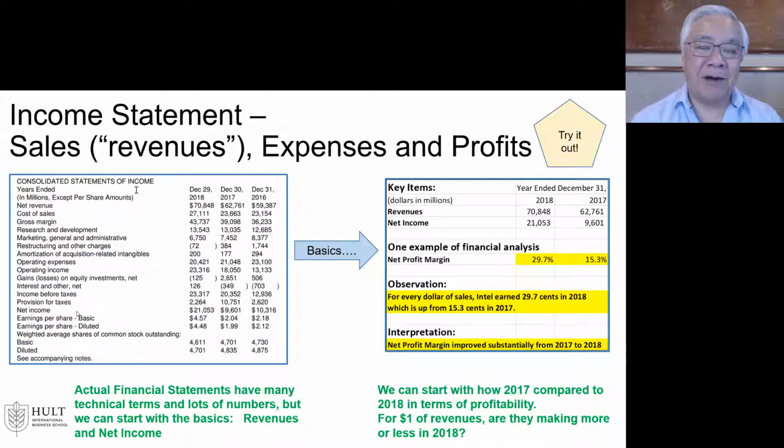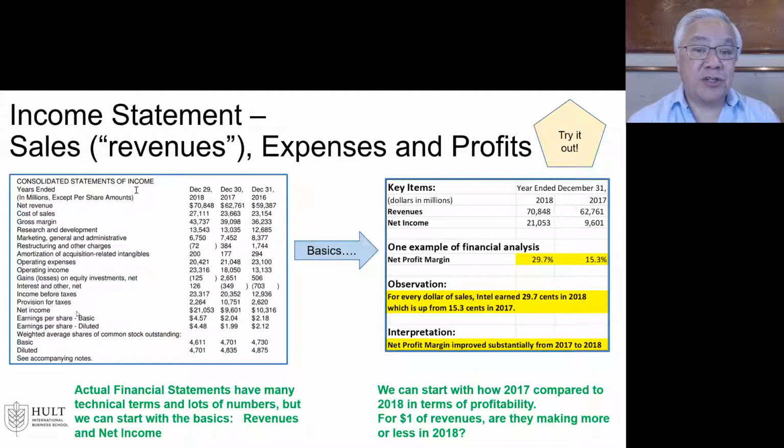There are many that are far more complicated, but let's make it even more simplified by extracting from the actual statements on the left some of the key numbers, just to get, as I mentioned earlier, a rough feel of how they're doing. So we see that their revenues and net income are substantial, $70 billion in revenues for 2018, on which they made $21 billion.